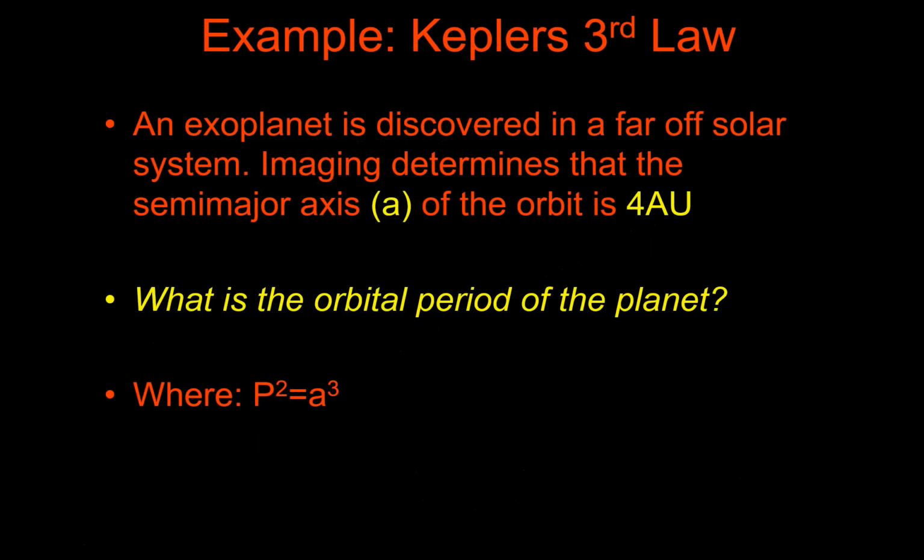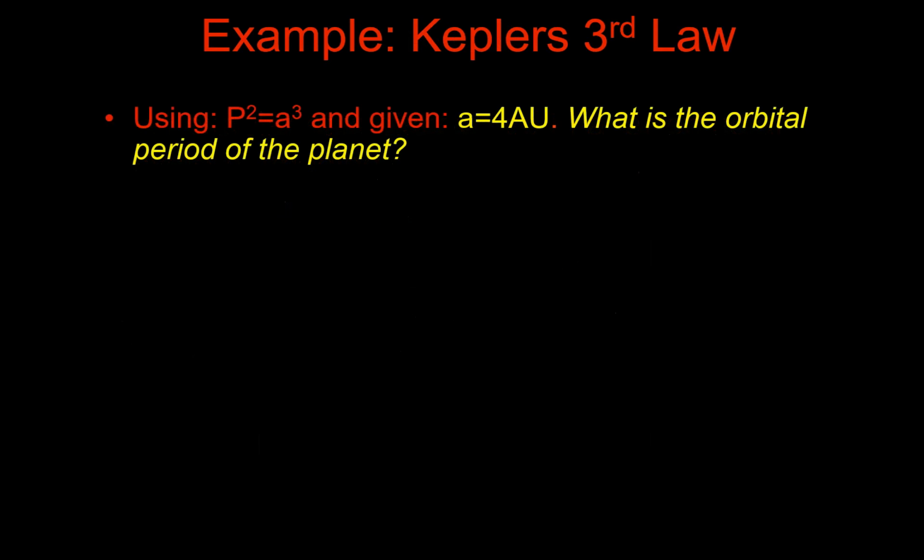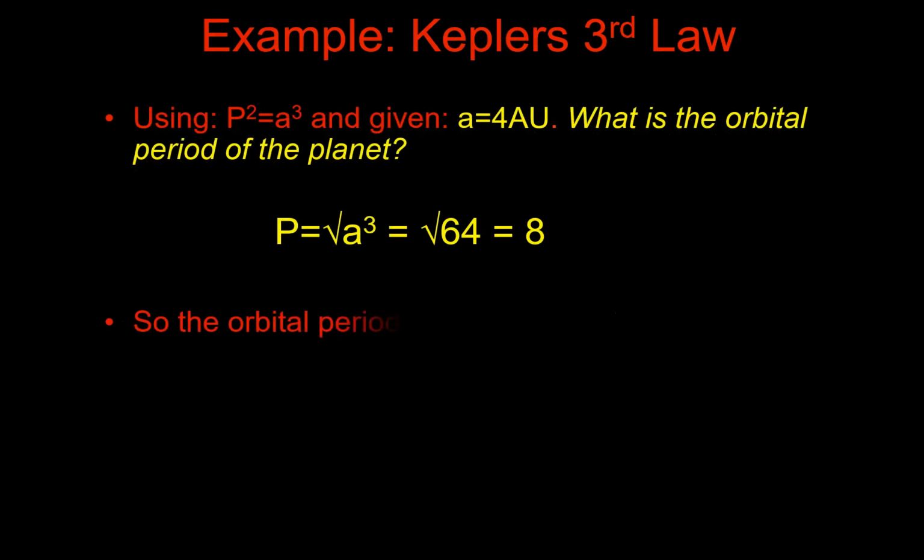So let's say we find a planet orbiting another star, and imaging tells us, so we took a picture of it, and we found out that the semi-major axis is 4 astronomical units. If that's the case, what will be the orbital period of the planet? Well, p squared equals a cubed, and we're going to use astronomical units, and we're going to get p in years. Relatively simple. P squared equals a cubed, so p is the square root of a cubed, which will give us the root of 64, which is 8. So here, the orbital period will come out as 8 years.